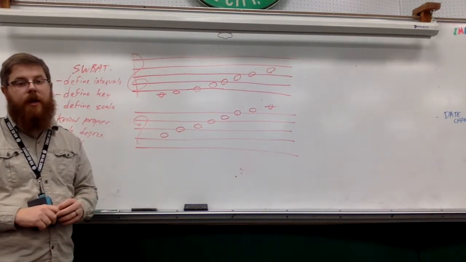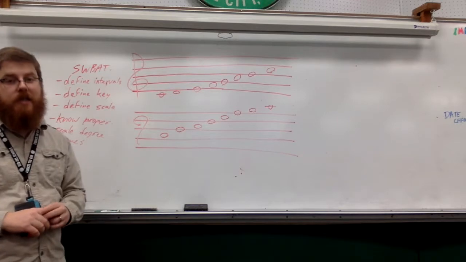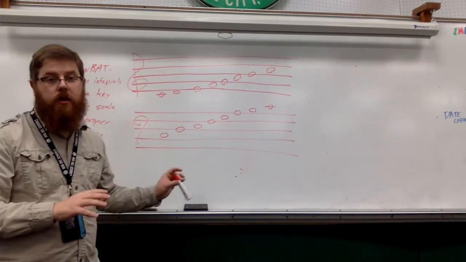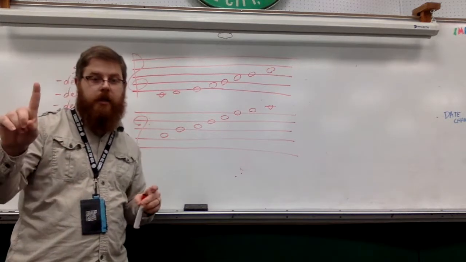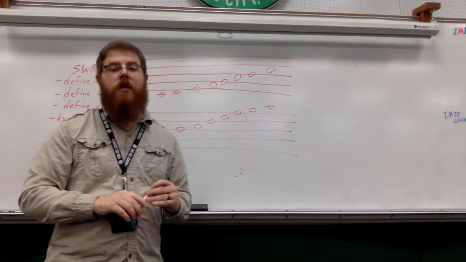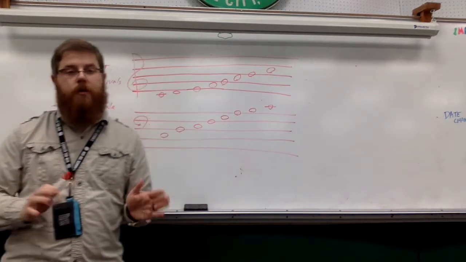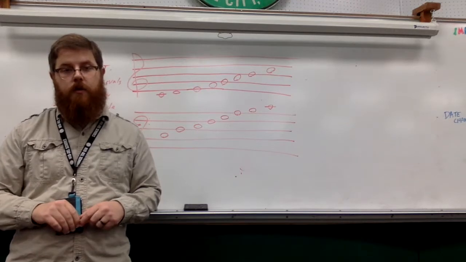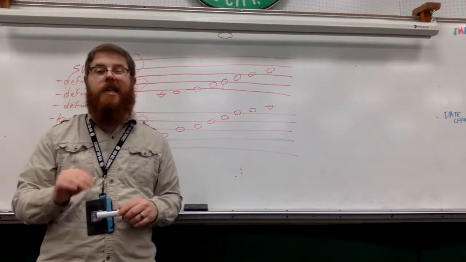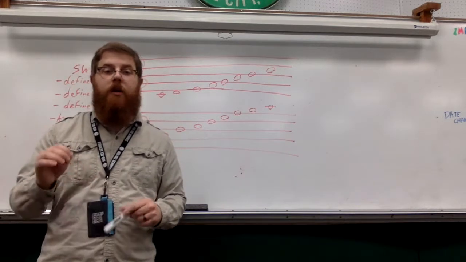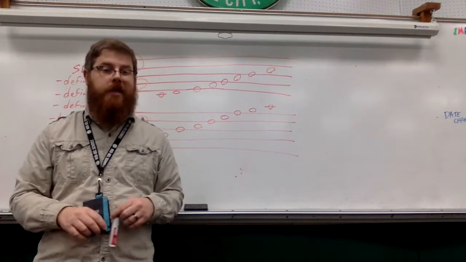If I wanted to play a C scale, now, in order to understand why this is on the board, we have to understand first key signatures, or keys, and scales. So keys are how many sharps or flats I have in a piece of music. I'm going to say that again. The key is how many sharps or flats I have in a piece of music. Most often we see this in the form of our key signature.